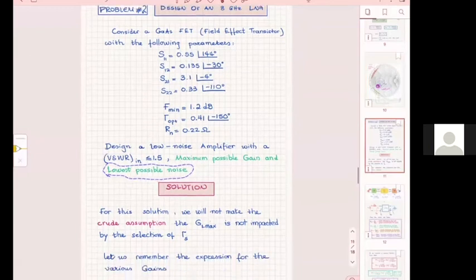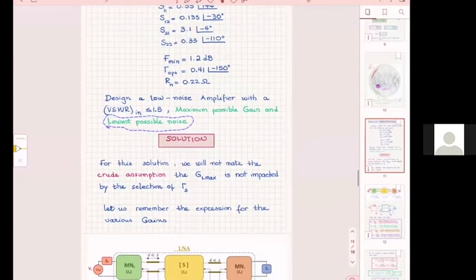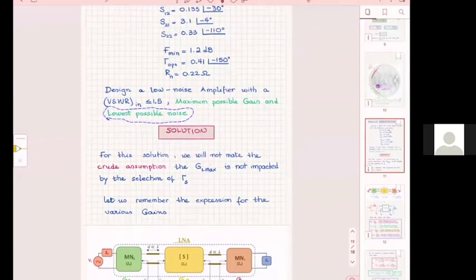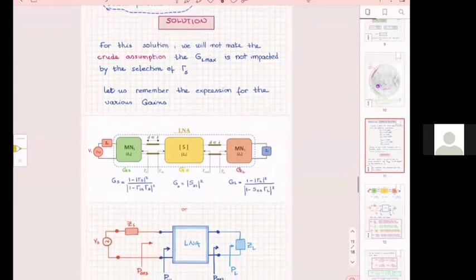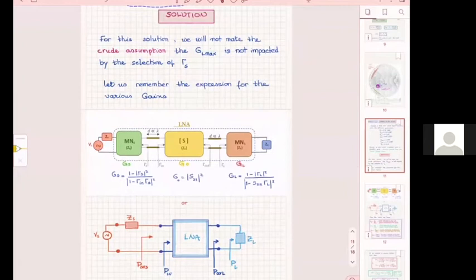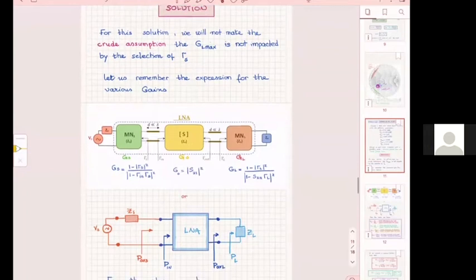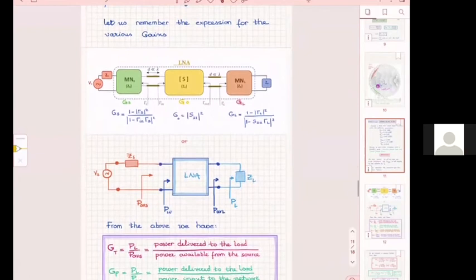Okay. What I did, as you will do, of course, nobody's going to go and write a huge program to do this on the computer. But what I did was, I said that we made a crude assumption. All right. My crude assumption was that GL max is not going to be impacted much by the selection of gamma S. And that's what I did in that solution that I had.